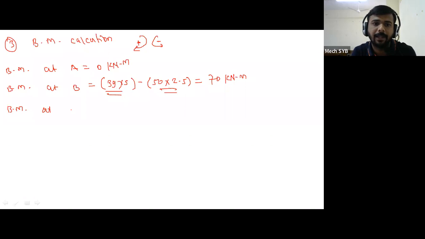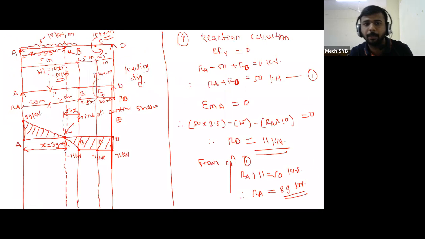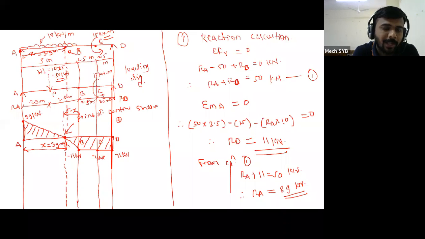BM at C. Now tell me how many forces are present to the left side of the point C? Sorry, not C. A, B. Yes, C. BM at point C. Now, at point C, a couple is there. Just as in the SF calculation, if there is a point load or reaction we consider without load and with load conditions, similarly, while taking the effect of couple in BM calculation, we have to take the condition without couple and with couple.